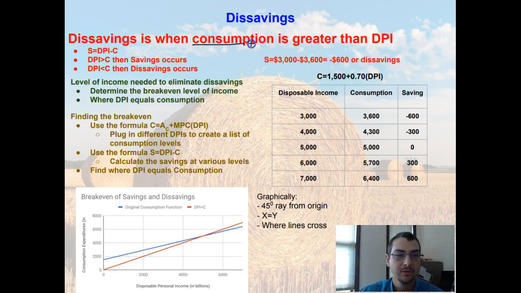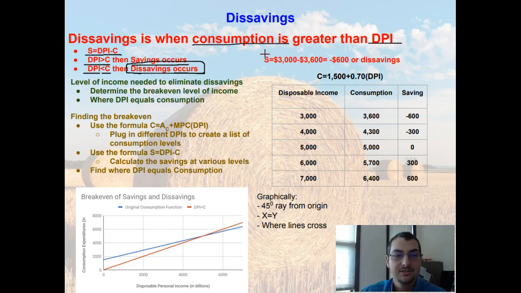So, dis-savings is when consumption is greater than disposable personal income. Remember, you find savings by disposable personal income minus consumption. When disposable personal income is greater than consumption, savings occur. Lo and behold, you're making more than what you spend. You have savings. When disposable personal income is less than consumption, dis-savings occurs. In the last video, we talked a little bit about how autonomous consumption, that consumption that's going to take place regardless of how much you are making, will lead into this dis-savings aspect. Dis-savings occurs when income is less than consumption.